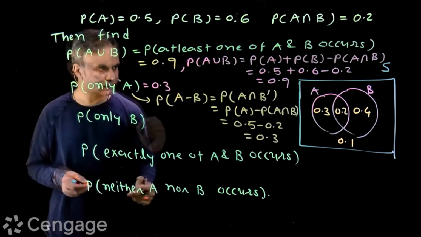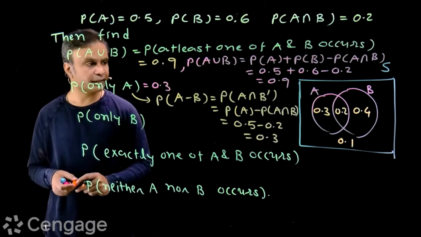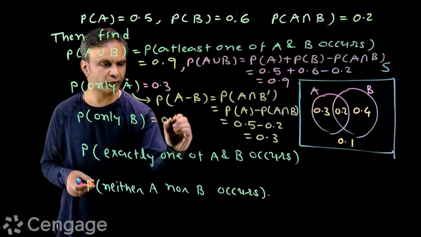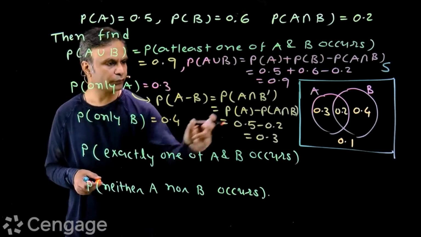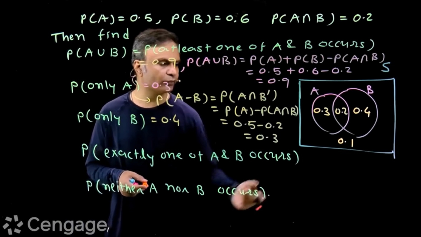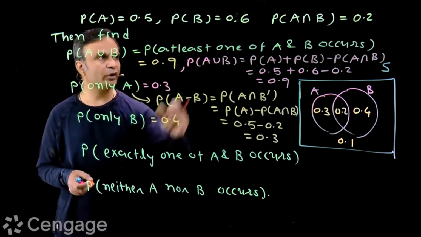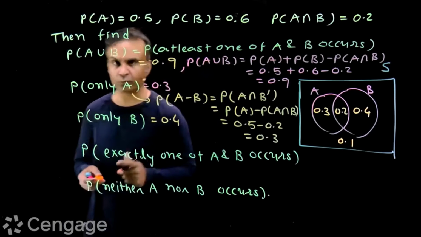Similarly, we can find probability of only B. This is equal to 0.4 from the Venn diagram. This is equal to probability of event B minus probability of event A intersection B. So we have 0.6 minus 0.2 is equal to 0.4.